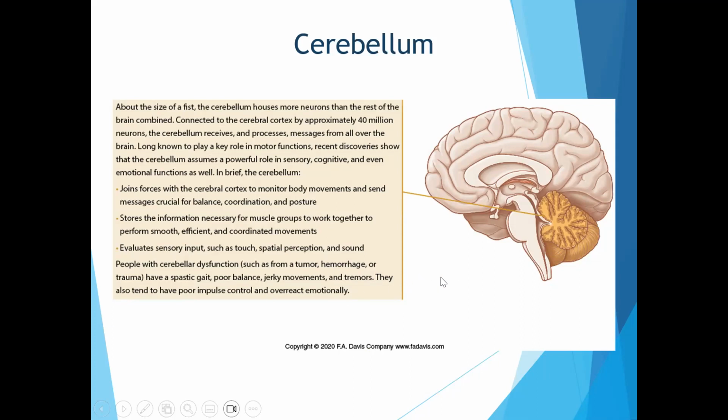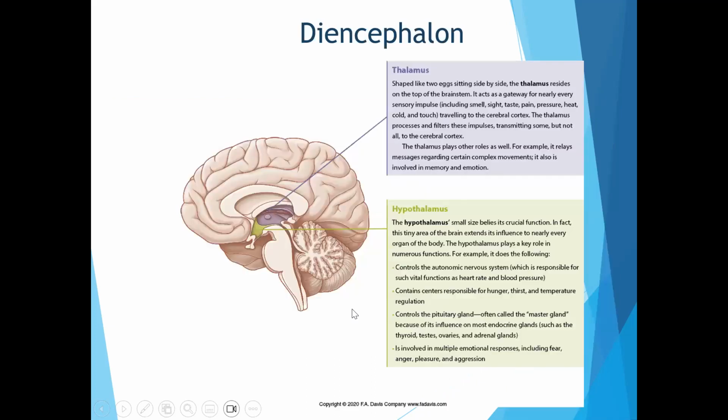Like I said, people with cerebellar dysfunction have really rough gait, which is another term for walking. They look really funky, with poor balance. They can't move smoothly. Sometimes you'll see a tremor. And because there's a lack of connection between the cerebral cortex and the cerebellum, they can also tend to have poor impulse control and overreact emotionally because everything's not in sync.